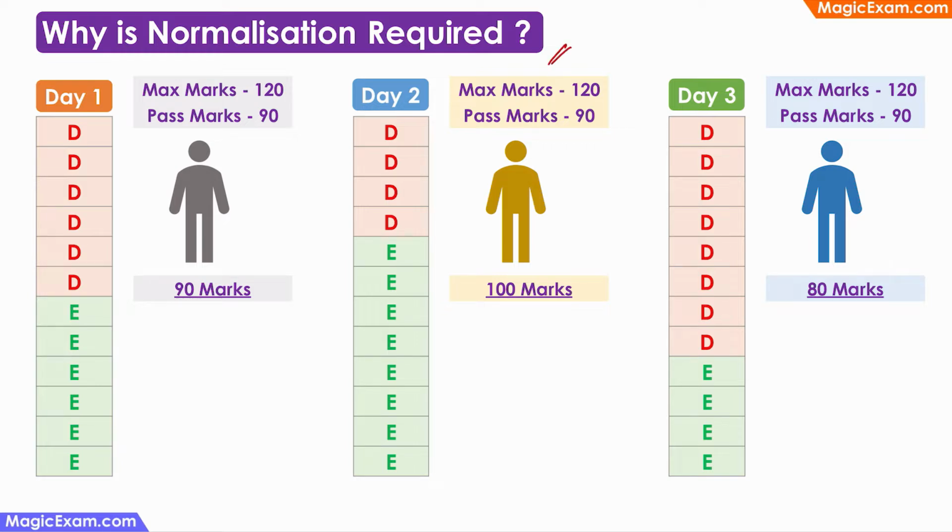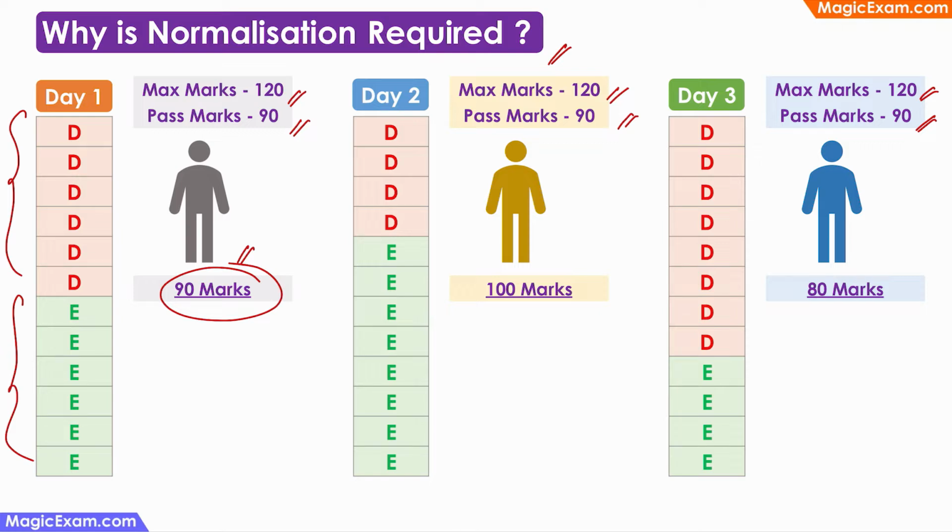Let us take the example of an exam like CTET, where the maximum marks are 120. This happens to be a CBT based exam, and because there is a shortage of examination centers, this exam is conducted over a period of 3 different days. And the pass marks for this exam are 90. Now on day 1, a very good friend of ours goes to take this exam, and he finds that 50% of the questions are easy and 50% of the questions are difficult. This person scores 90 marks out of 120.